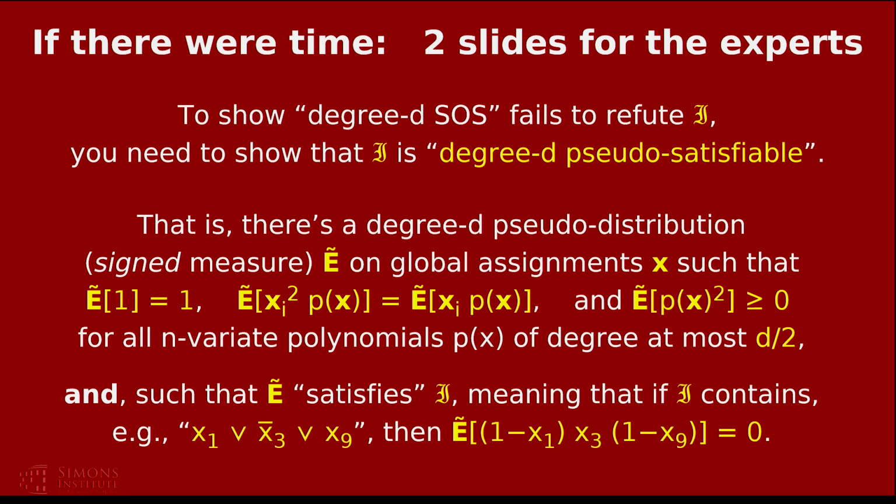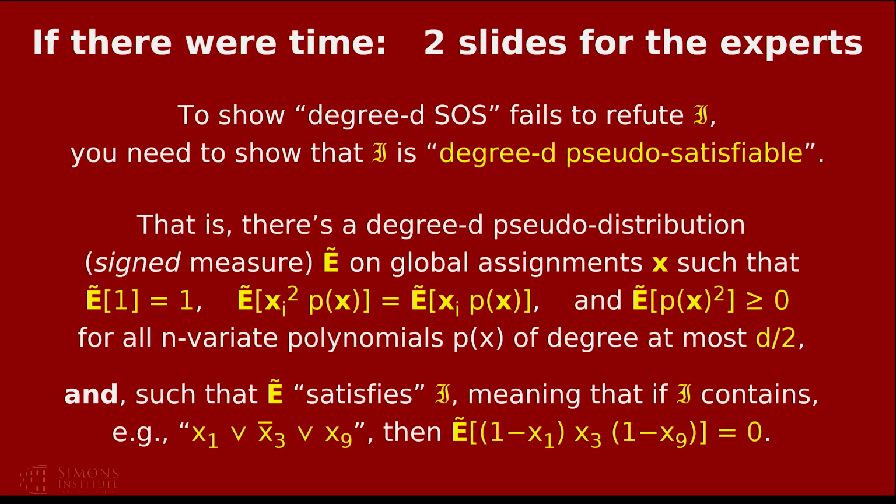And this is the main thing you need, and it's where the degree D comes in. This pseudo-distribution or signed measure should have the property that at least it looks positive if you plug in the square of a polynomial. Okay, so if this was a real positive distribution, of course this would always be non-negative. And these pseudo-distributions have the property that at least they're non-negative if p's degree is at most d over 2.